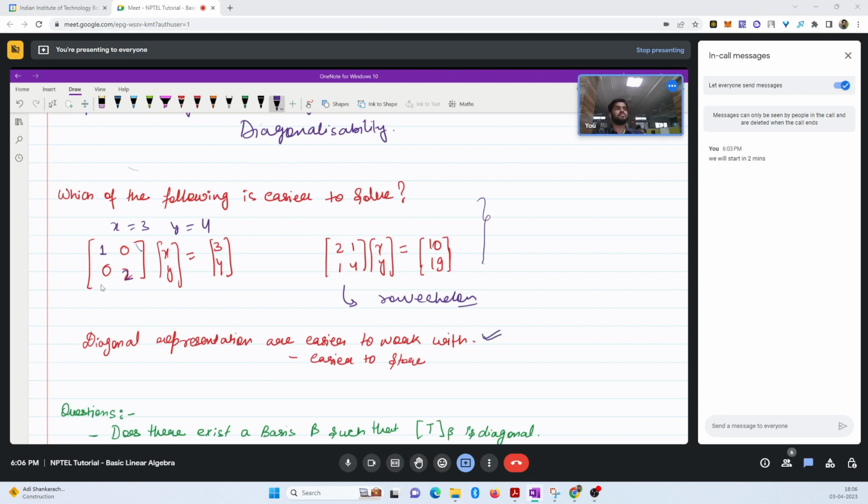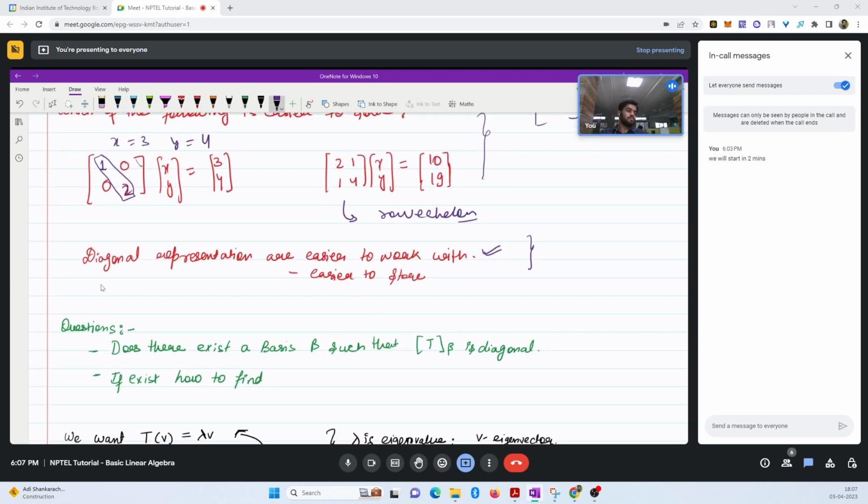Another thing is, when you solve a real world problem using linear algebra with a very large number of variables, then storing a matrix takes space on your PC and has computational aspects related to it. These diagonal matrices are very easy to store. You just need to store one array of values and you are done with it. So diagonal representation of any matrix is very useful in this context.